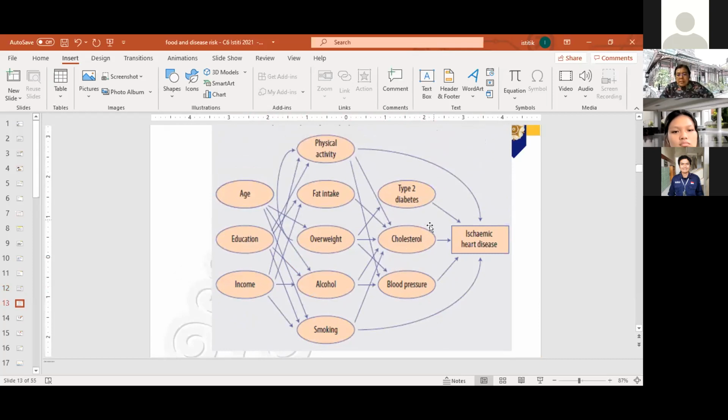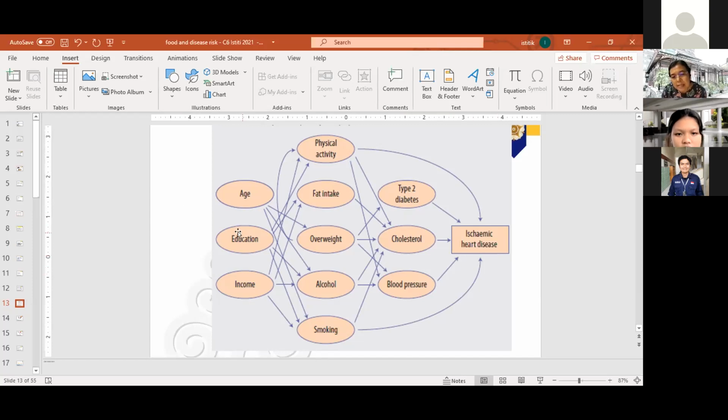Here, if we see the nexus, we have age, education, and income. Education and income lead to fat intake, overweight, alcohol, or smoking. These are the risk factors for type 2 diabetes, cholesterol, and blood pressure. The next may be ischemic heart disease. There is a nexus, a situation with many things here. Physical activity, fat intake, overweight, alcohol consumption, smoking, and risk factors here cause NCDs.